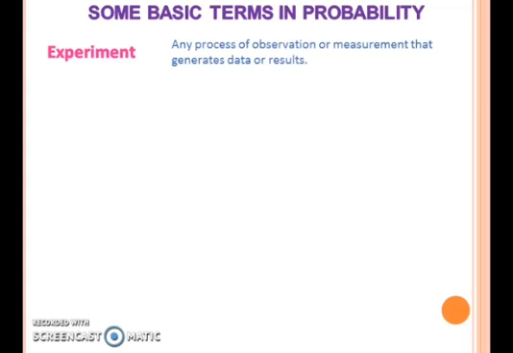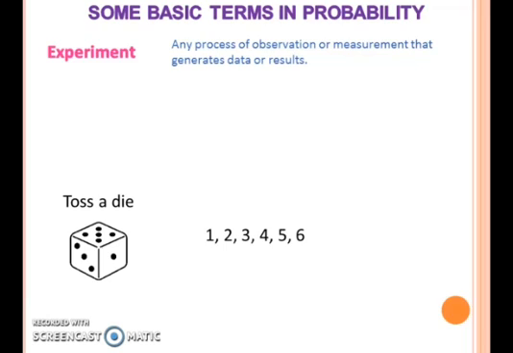The first term is experiment. Experiment is any process or observation that generates data or results. For example, if we toss a die, we will get 1 or 2 or 3 or 4 or 5 or 6. So tossing a die is an experiment.